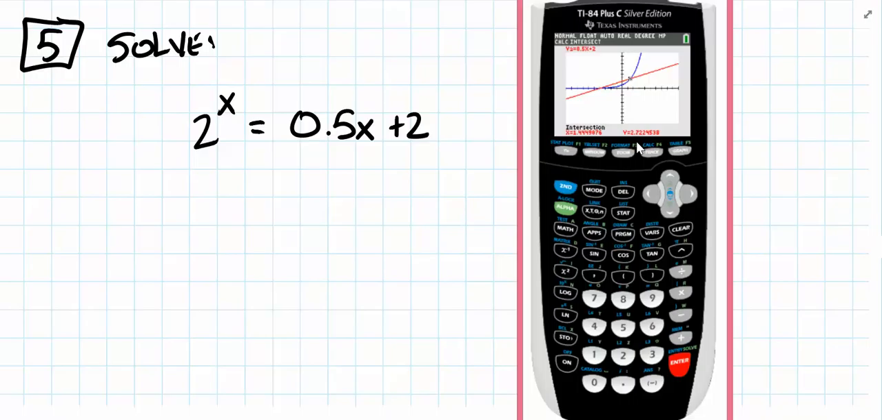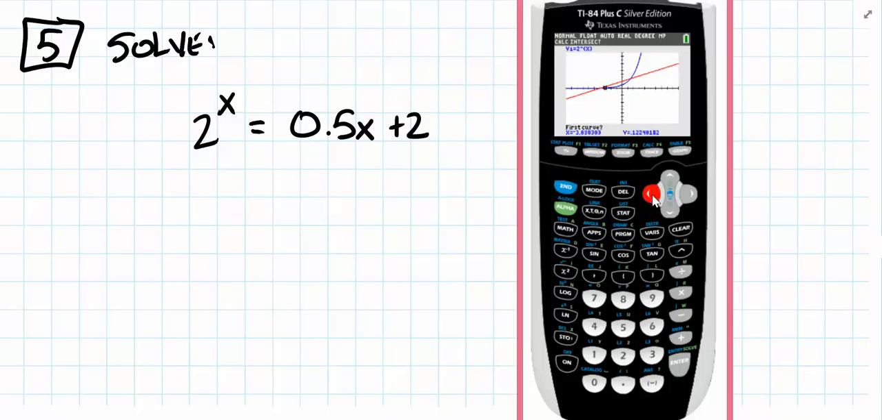Okay, now to get the other one, right? I want to do this again. I'm going to go second trace. I'm going to calculate option number 5. But I'm going to move a little closer to the other point. So I'm going to take this butterfly and I'm going to move it over here and go to the left of my point. And then push enter. And then second curve.